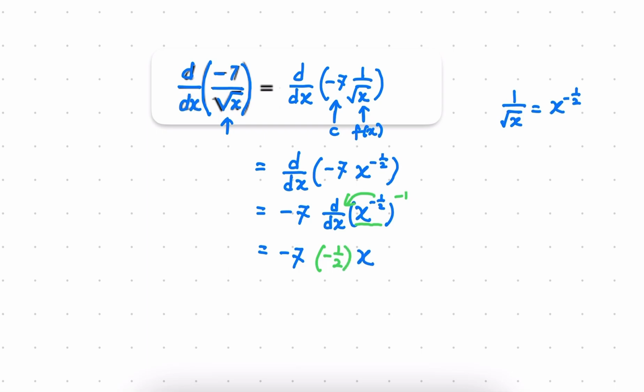Then we copy the x to the power of negative half, and then we have to minus a 1. So as a result, we multiply the -7 and the -1 over 2. We have our 7 over 2, and then x, and now the power for this one, negative half minus a 1, is -3 over 2. And that is our solution, which is 7 over 2 x to the power of -3 over 2.